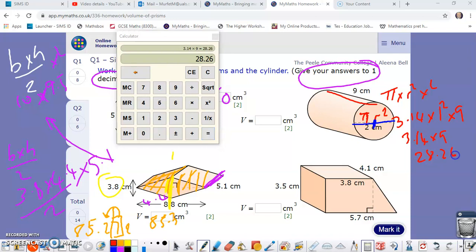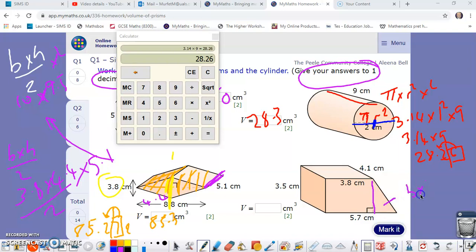And again, 1 decimal place. The 6 is going to round up, so 28.3 centimeters cubed. And the final one, I've got two shapes. If I put a line down here, I've got a triangular prism, which is the same thing as what we did on question 1 and 2.